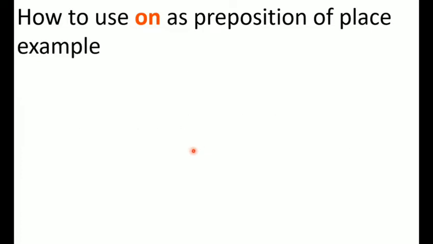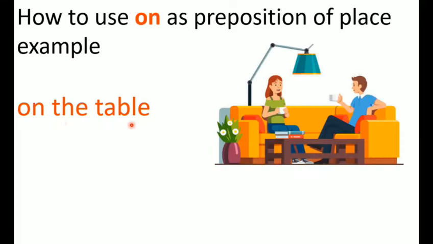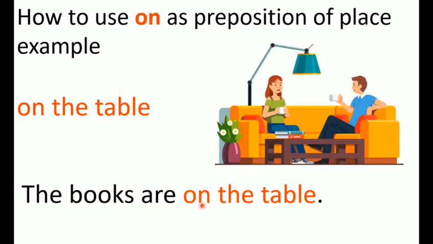Say for example, on the table. Alright, we have a book here. It is placed on the table. Alright, the books are on the table. Nakalagay ang aklat dito sa taas ng mesa. So, on should be the proper preposition here.